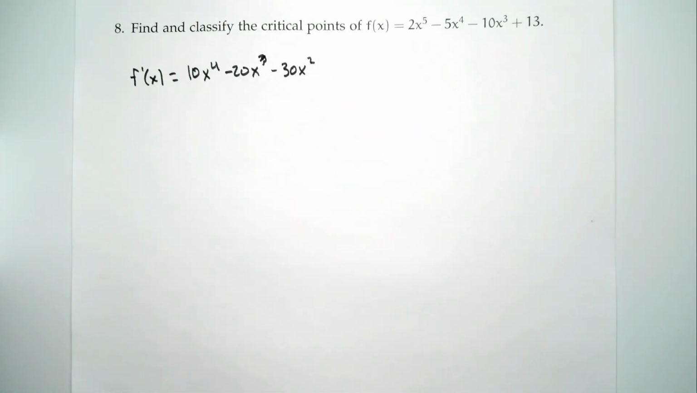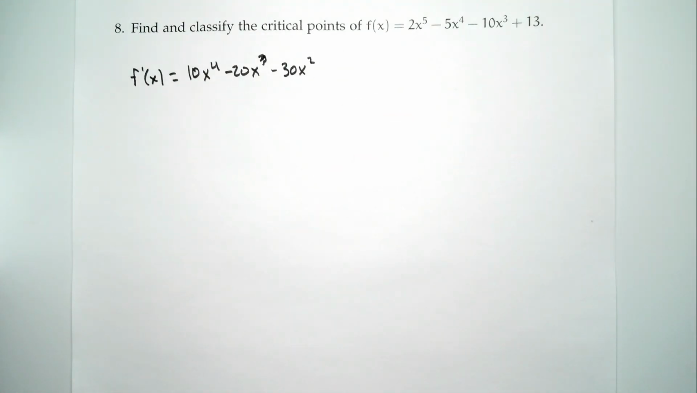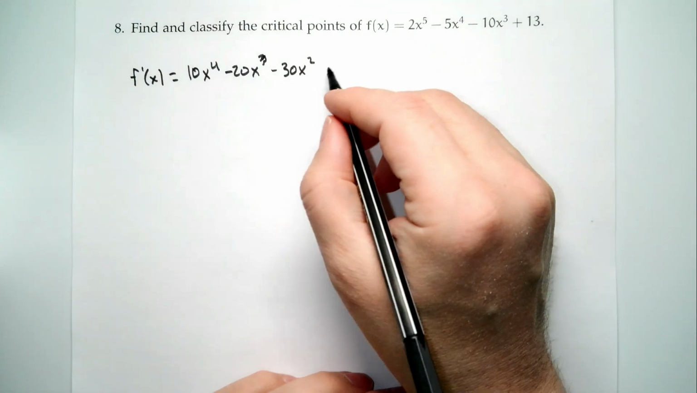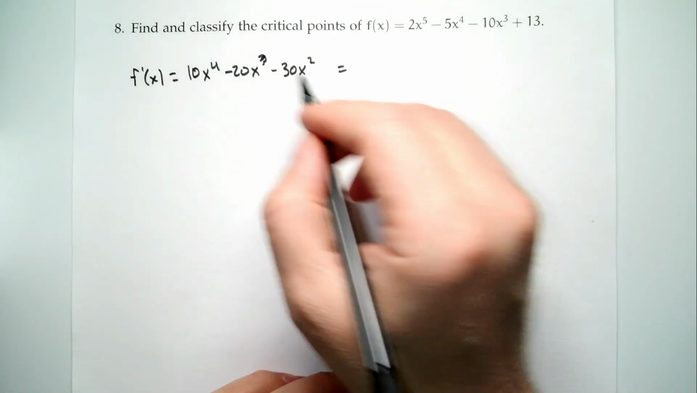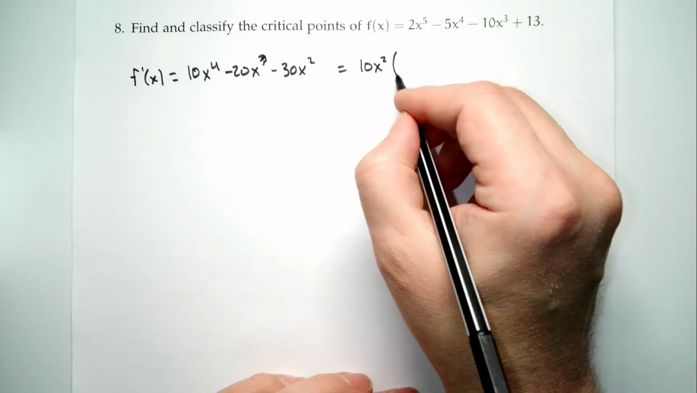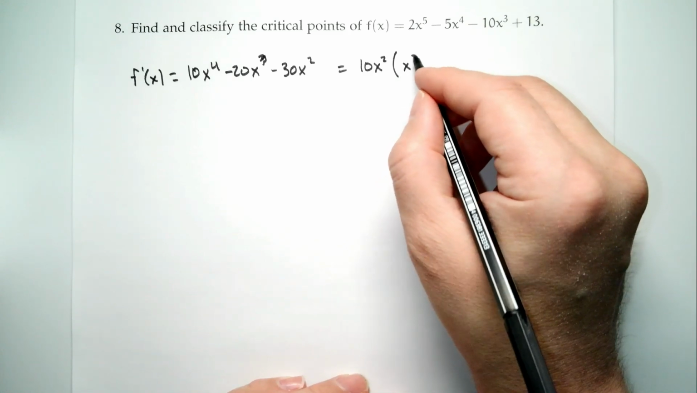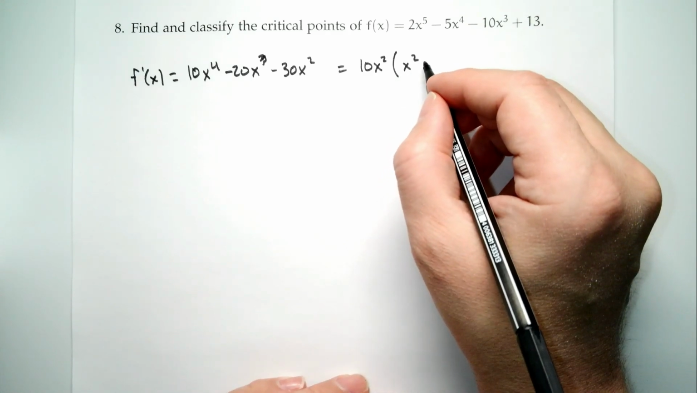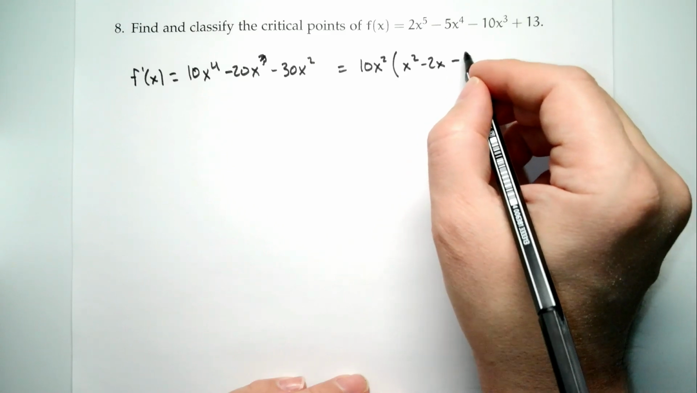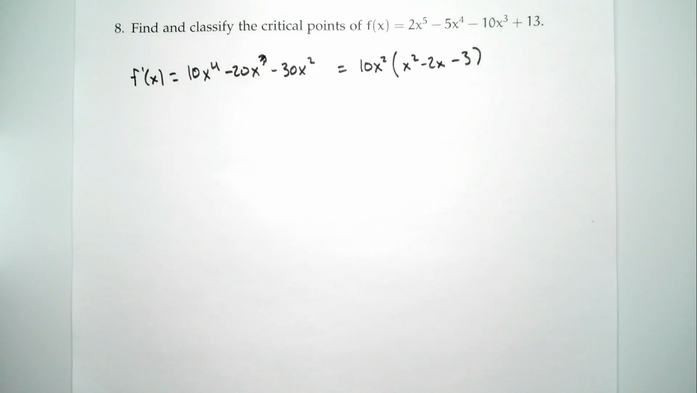Okay, so now let's look for, okay, it's a polynomial. Never undefined. There's no boundary. So we're looking for the zeros. Well, one thing we can do to clean this up is we can factor stuff out. So we can say, okay, pull out 10x squared. And then what's left? Well, it would be x squared from the first term, minus 2x from the middle term, and minus 3 from the last term.